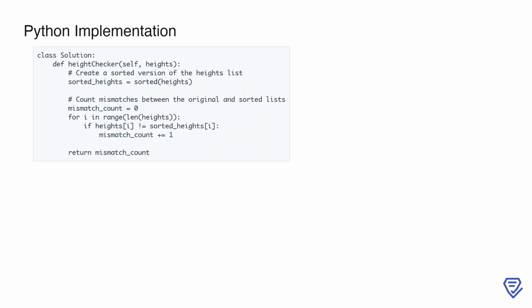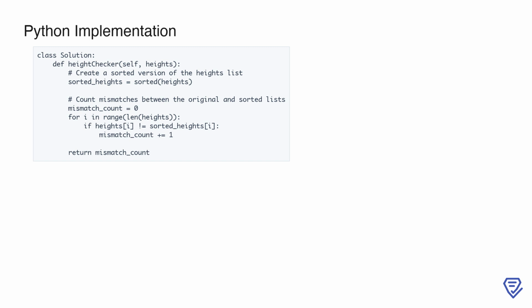The solution is implemented in the heightChecker method within the Solution class. The problem asks us to determine how many students in the lineup are out of place compared to a sorted order of heights. First, we create a sorted version of the input list heights using Python's built-in sorted function. This gives us the expected order of heights.